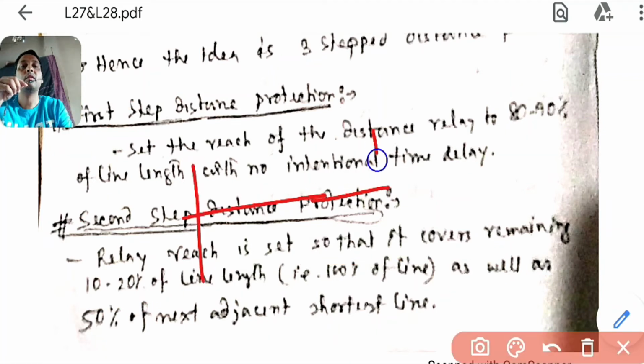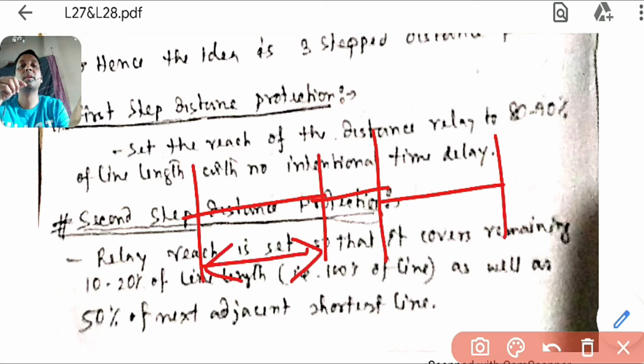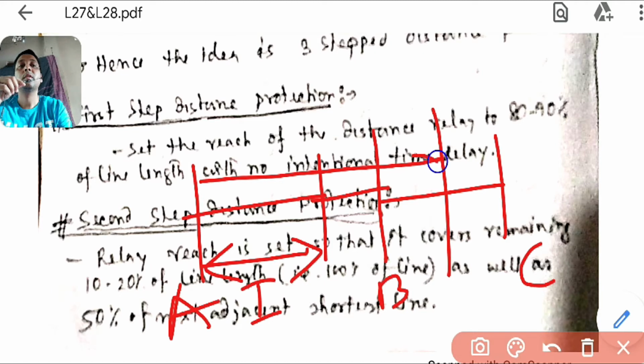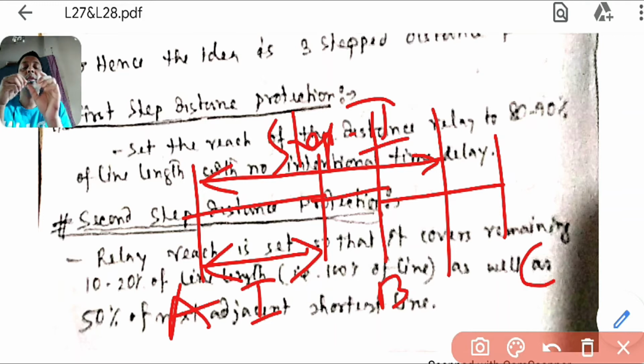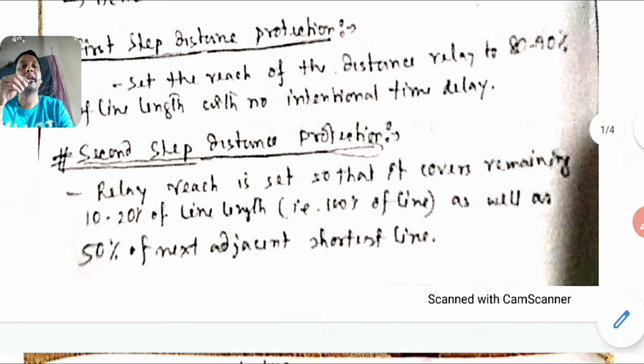Suppose this is a line, we will draw it later also. So in the first step you will take up to this much, 80 to 90%. Suppose AB is a line and BC is another line. So you will take 80, this is step 1. In step 2 what you will do, you will go this one and 50% of this one. So this is your step 2. Anything occurring in step 2 will have a delay of T1 time. So it will act like the backup for this bus also, and this portion also. So it will act as a backup for the adjacent relay and the adjacent next bus also. So this is the idea for the second step.